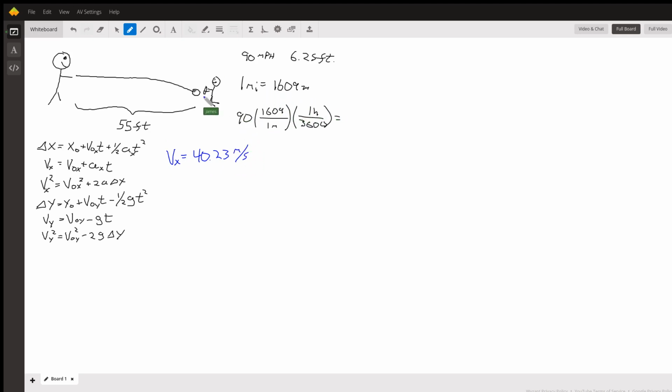Also, we have to convert our 55 feet. We're going to do the same thing with that. We've got our 55 feet and we want meters. I know that every foot is 0.3048 meters over 1 foot. Put what we don't want on the bottom and what we want on the top. And so now our distance in the x direction is 16.76 meters.